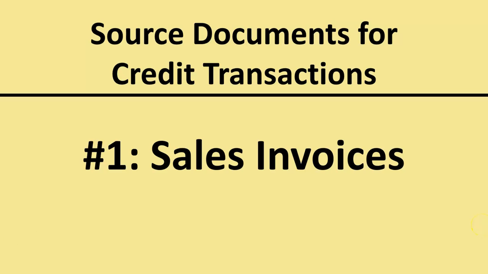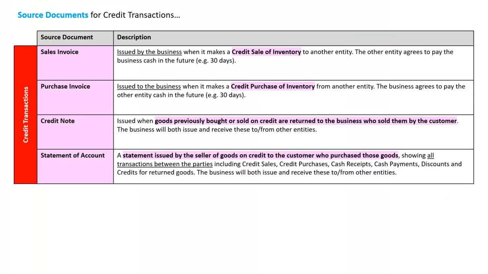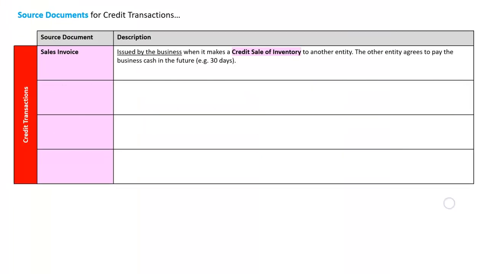Our first source document for credit transactions will be sales invoices. We have 4 source documents to worry about for credit transactions, and this first one will be a sales invoice, where it's issued by our business when it makes a credit sale of inventory to another entity, so a customer. And that customer agrees to pay us cash in the future, for example, 30 days.